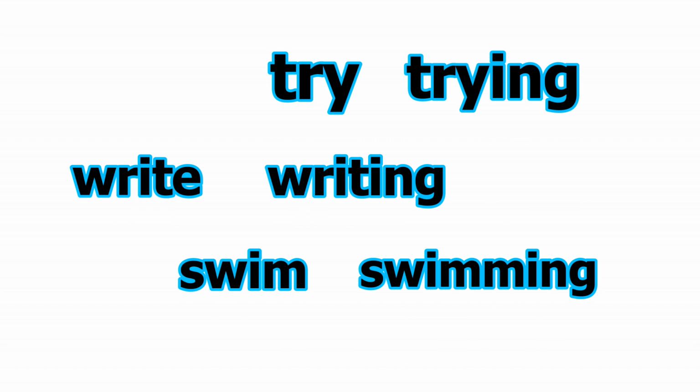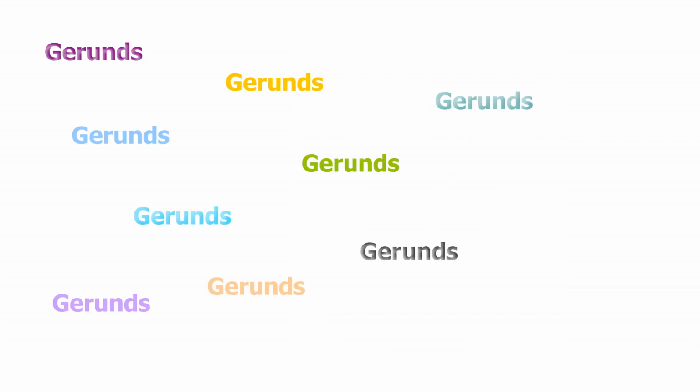For example, if we have the word play, the gerund of the word play is playing. Just like with sing, it is singing. Just like jump, it is now jumping. If we have the word write, the gerund is writing. If we have the word swim, the gerund is swimming. If we have the word try, the gerund is trying. If you don't have any question about the definition and the examples of gerunds, let us proceed now to the functions of gerunds in sentences.